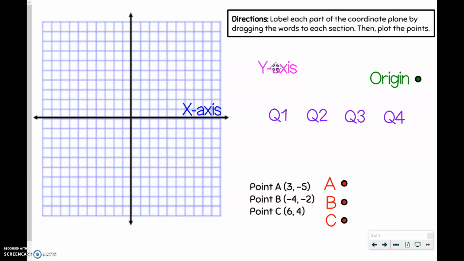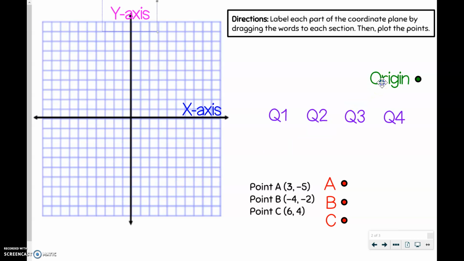Then we're going to do the y-axis. That's the vertical number line. So that's going up and down. So you can put it up top if you want, or you can put it down, but it's this vertical number line up and down here. I'm going to put mine at the top. And that's our y-axis. So we have the x-axis is the right and left horizontal number line. Y-axis is the up and down vertical number line.